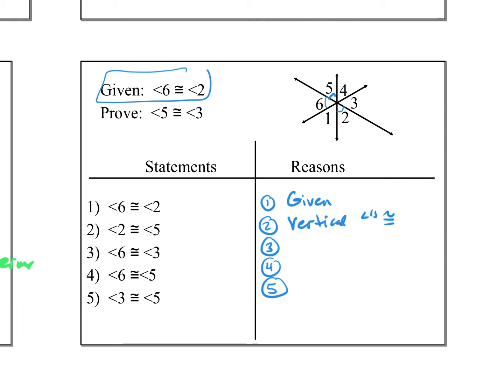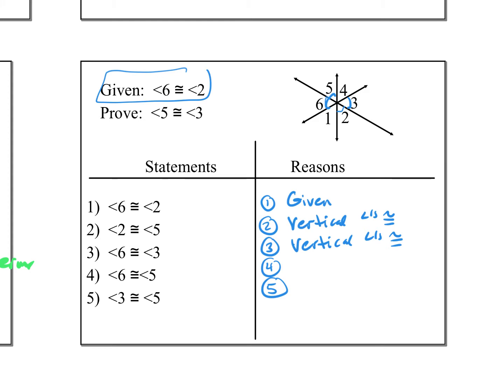6 congruent to 3. What allows me to say that? 6 and 3 in the diagram are vertical. So this is also vertical angles congruent. Now notice, we've been looking at the diagram to notice a relationship. That's one way to get the reasons. There's another way to get the reasons.